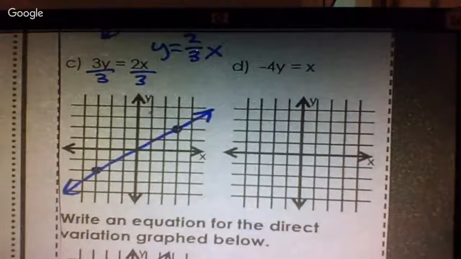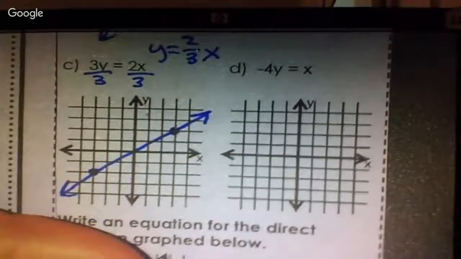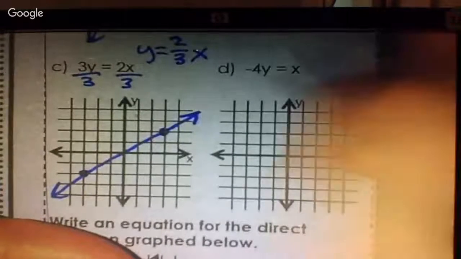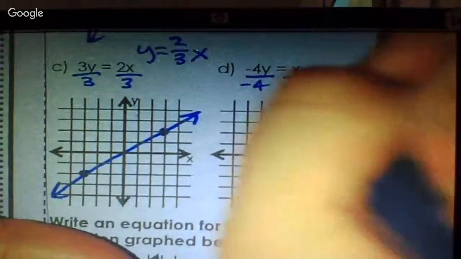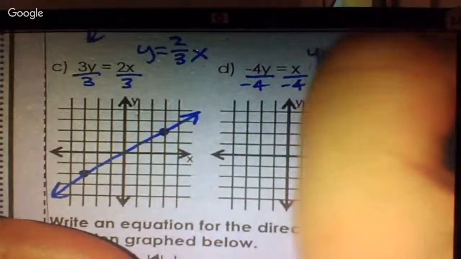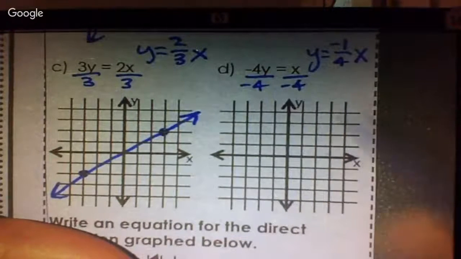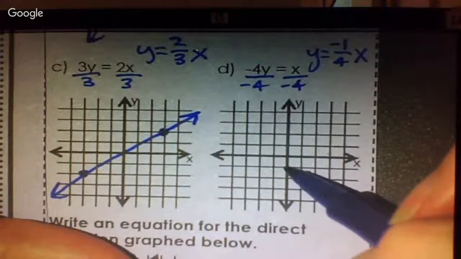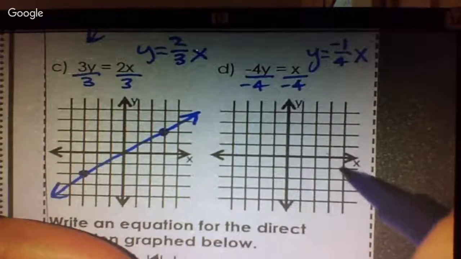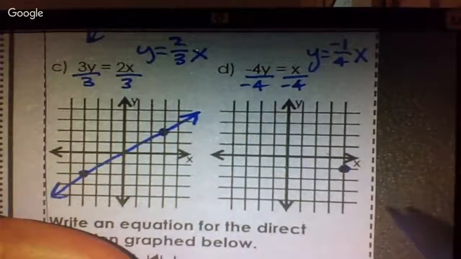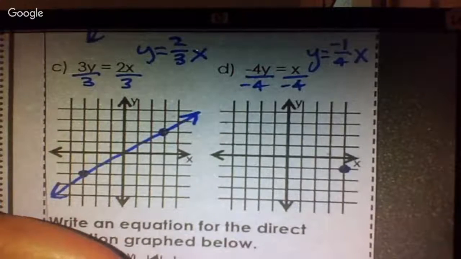Okay. Letter D. I have to do what first? Divide by -4. So I've got y equals -1/4 x. So I can go down by 1 and to the right by 4. Because you're dividing by a -4. So I can go down by 1 and to the right by 4, or Kenzie said up by 1 and to the left by 4.